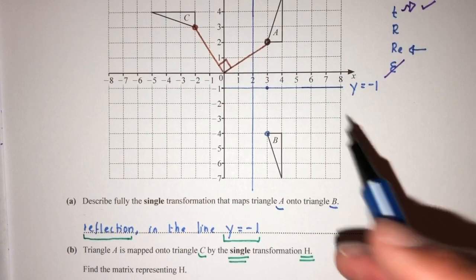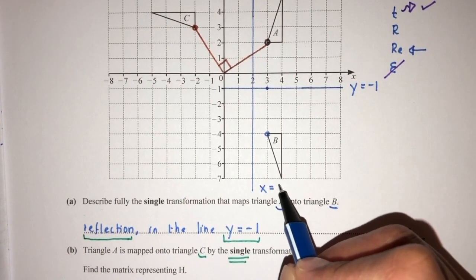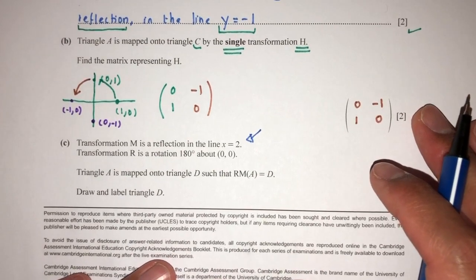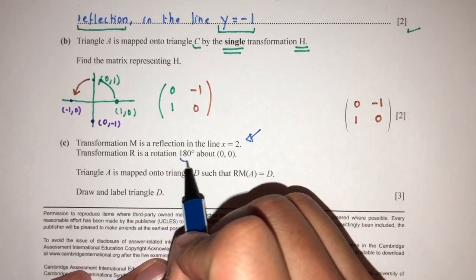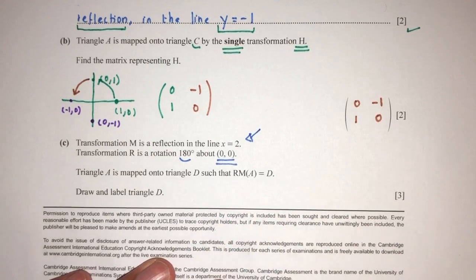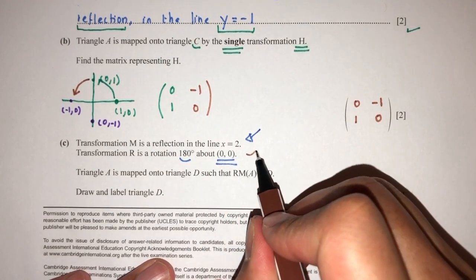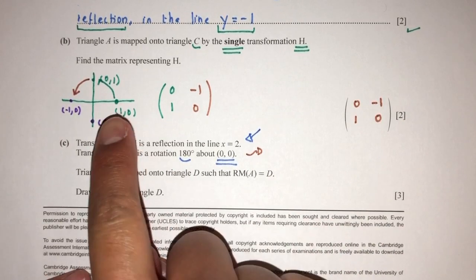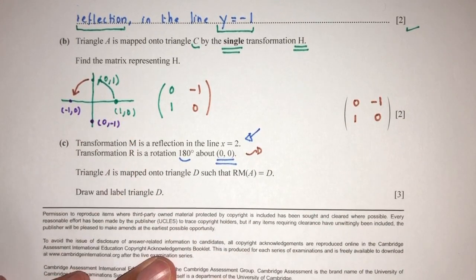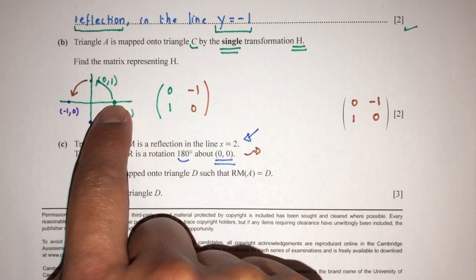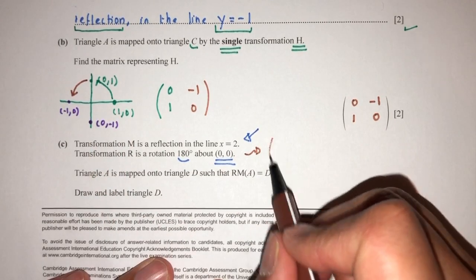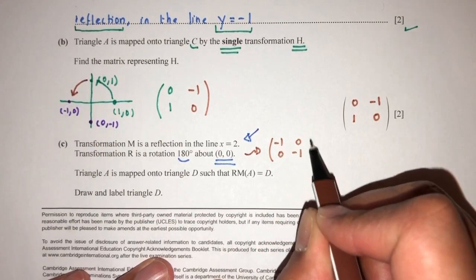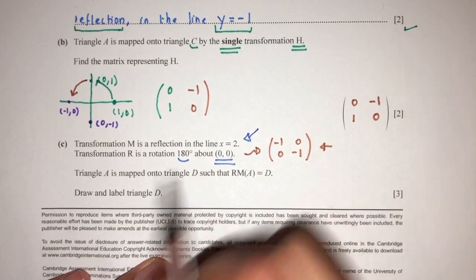So draw this and you can label this as x equal to 2. Now, we have a transformation R, a rotation 180 about (0, 0). Let's say we want to find the matrix of that rotation. How would you do it? Same steps, beginning with this one, 180 rotation. So this will become this, (-1, 0). And this will become this, (0, -1). So that's the matrix representing this rotation.